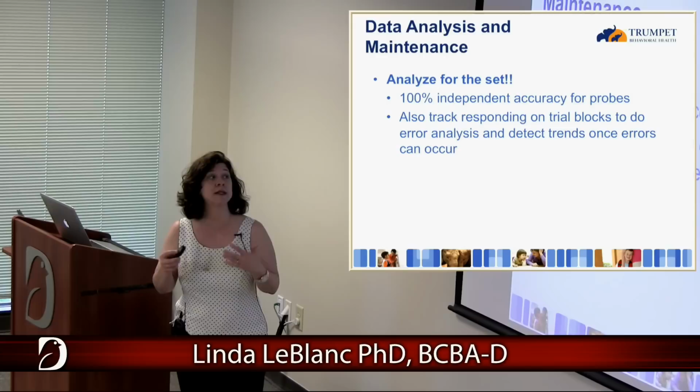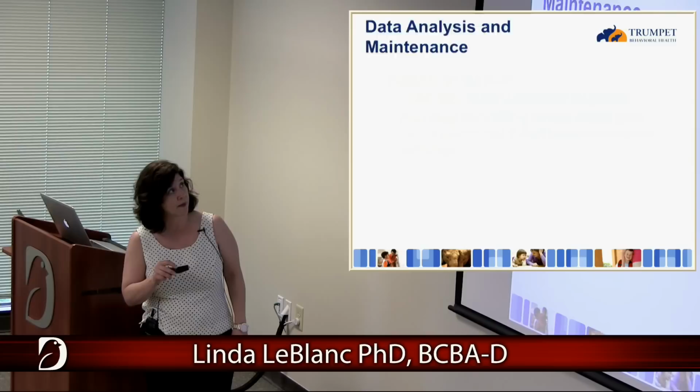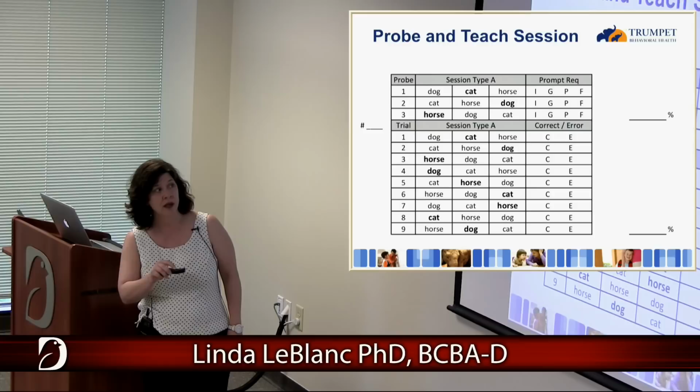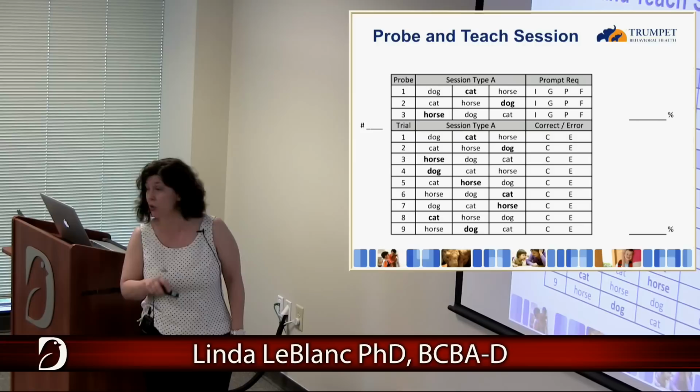Let me just show you real quick. What I typically do is on this trial, cat's the correct one. That's where you place it. You circle what they picked. And later you can go back and determine whether that was an error or not, because if the bold one's not circled, it was wrong, right?